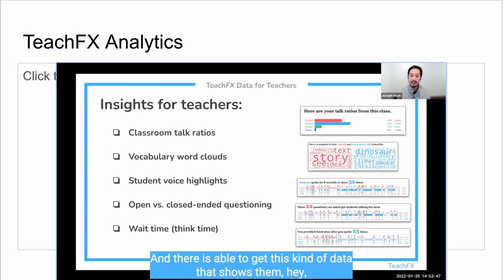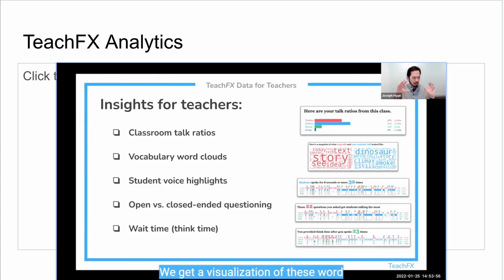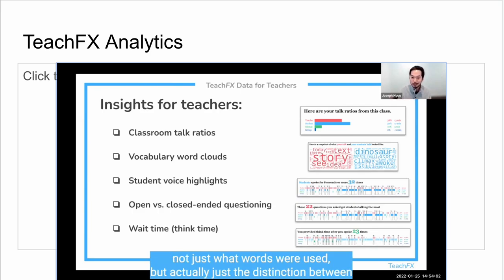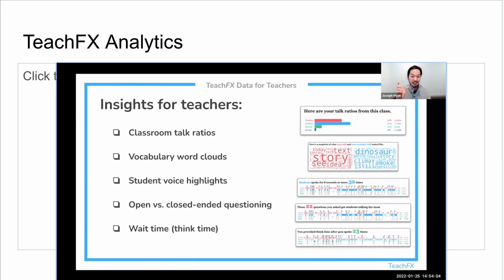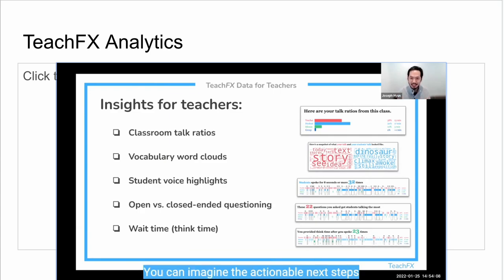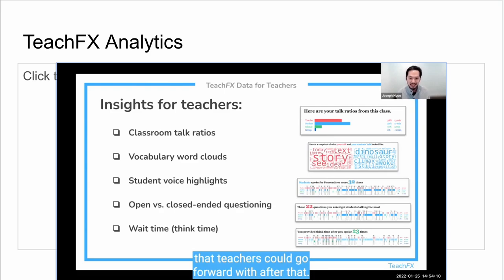And they're able to get this kind of data that shows them, hey, here are the talk ratios of how much a teacher spoke versus students spoke. We get a visualization of these word clouds that actually represent the academic vocabulary, not just what words were used, but actually the distinction between the teacher versus the student vocabulary used. And you can imagine the actionable next steps that teachers could go forward with after that.